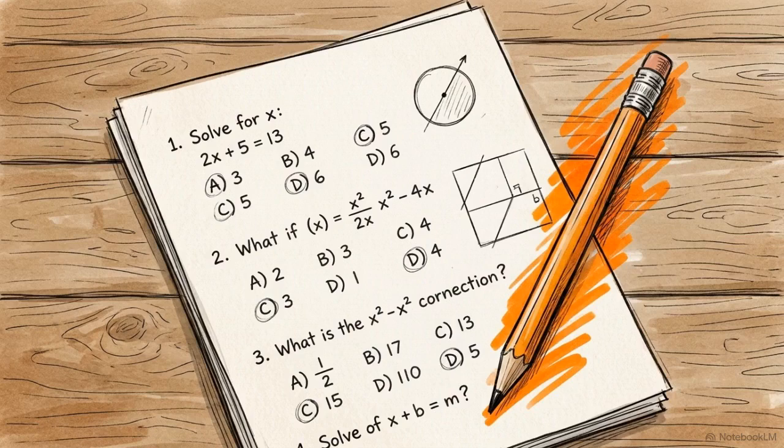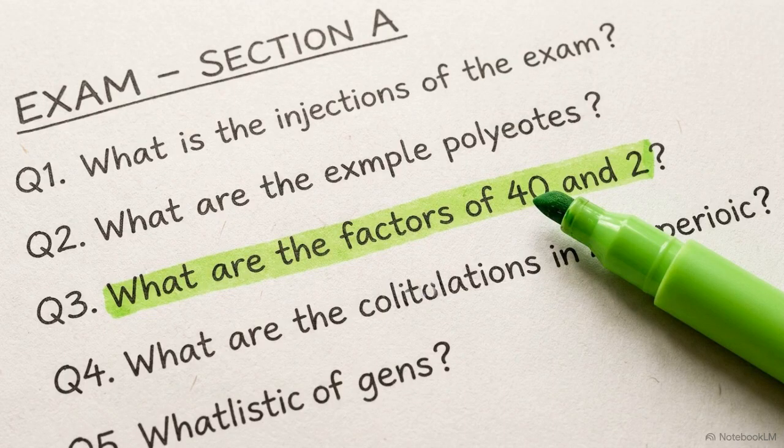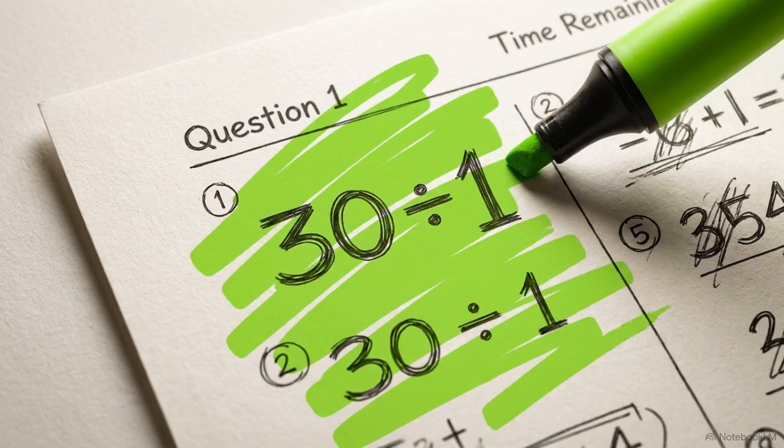Look at this mock exam paper. It features a classic, time-consuming math problem. A boy travels to school at 40 kilometers per hour and arrives 2 hours early. If he travels at 30 kilometers per hour, he arrives 1 hour early. Find the distance.